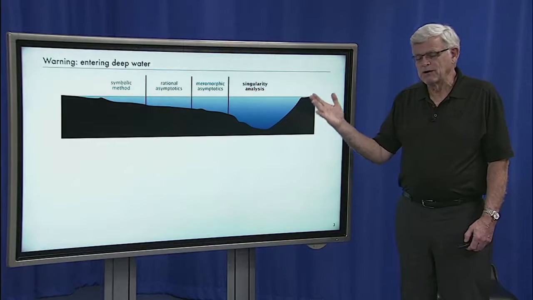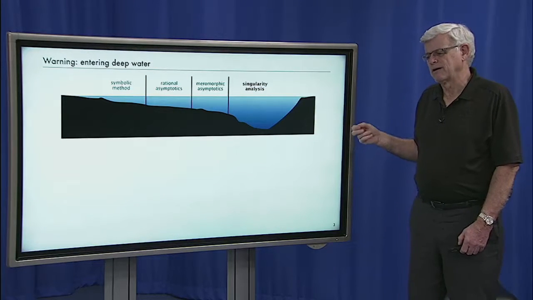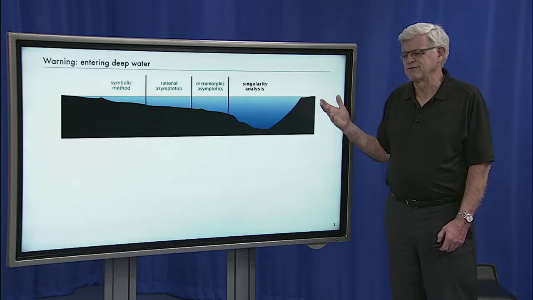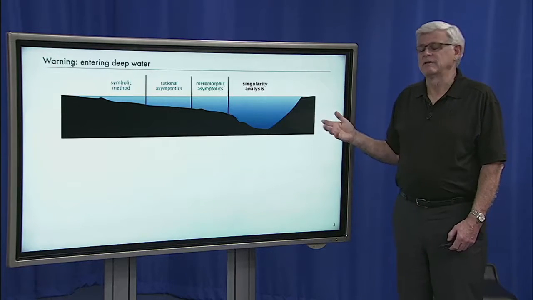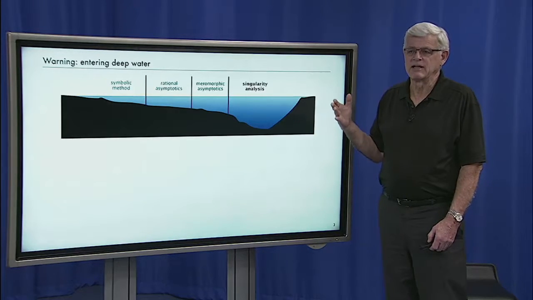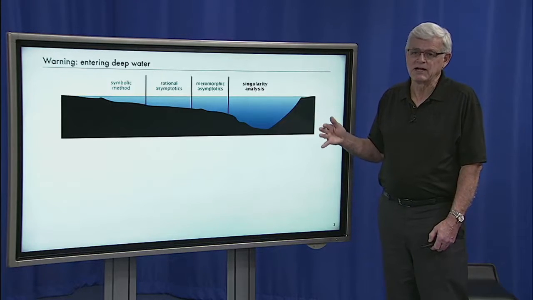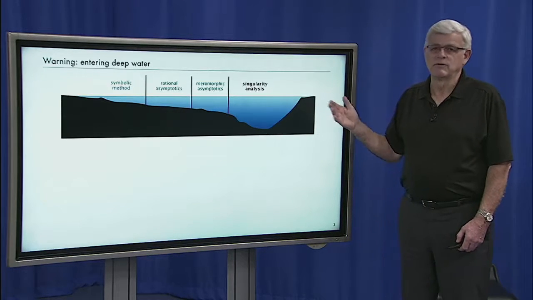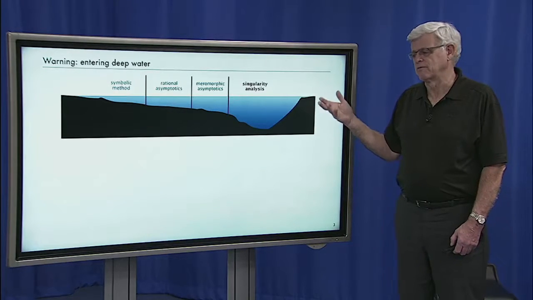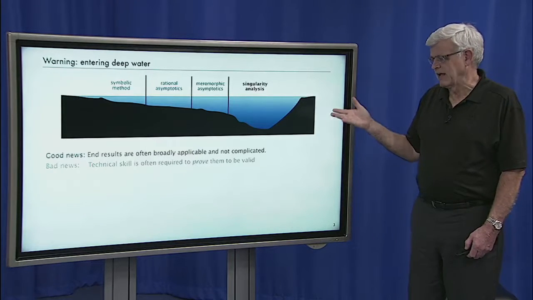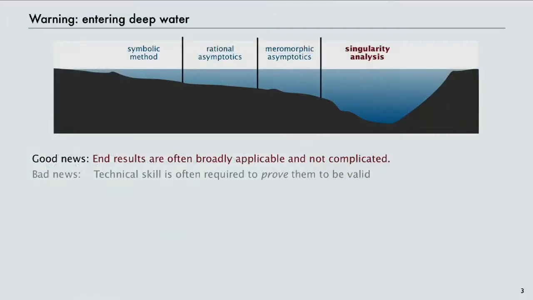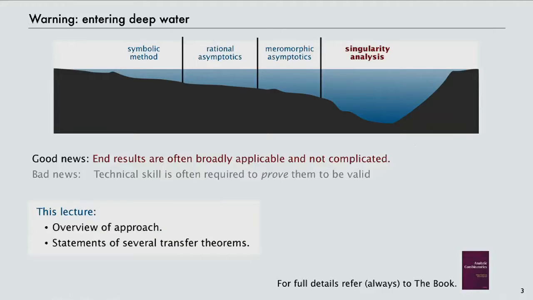But again, even though we're getting into deep water, I promise, as at the end of a lecture on meromorphic asymptotics, that our end result is a set of very broadly applicable schema that are really not all that difficult to apply to a big fraction of the kinds of generating function equations that arise. So the end results really are not necessarily all that complicated, but in order to prove these results to be valid, sometimes there's some technical skill needed.